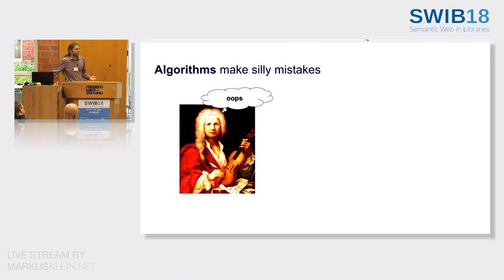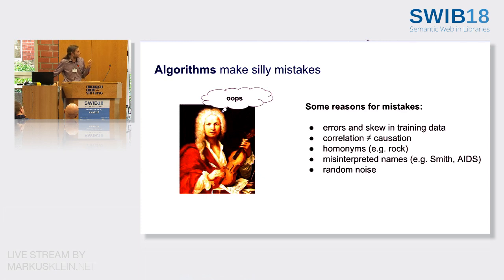But these algorithms also tend to make silly mistakes. And there are many good and bad reasons for this, but some reasons are, for example, your training data is usually never perfect, so there are problems with it and it is skewed. Then also with associative methods, you can discover correlations in the data that are not causative. So some terms happen to co-occur with certain subjects, but there is actually no connection.